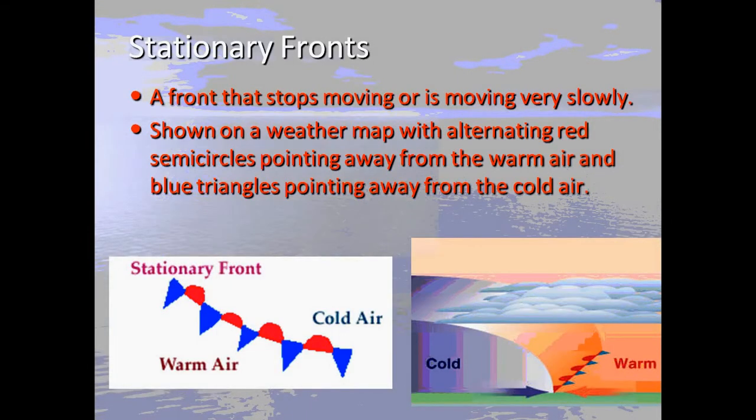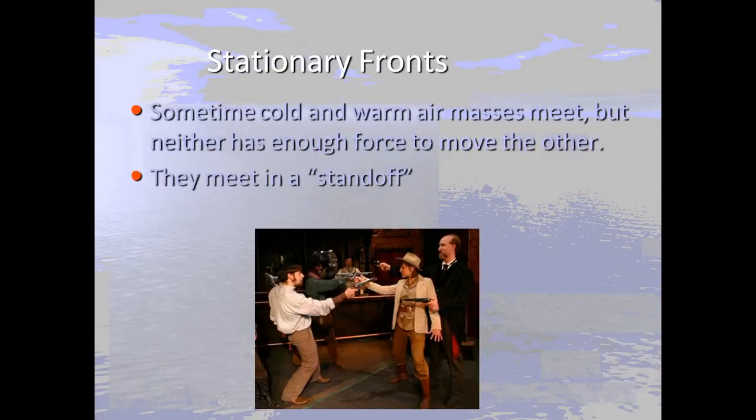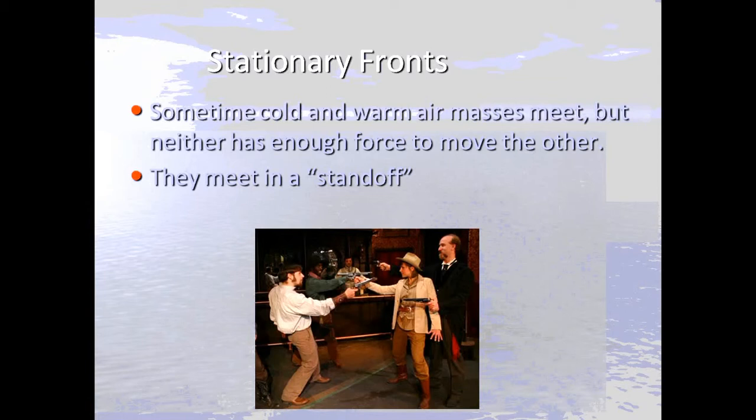All right, stationary fronts. This is a front that stops moving or is moving very slowly. When shown on the weather map, it has alternating red semicircles pointing away from the warm air and blue triangles pointing away from the cold air. And so it's kind of like their collision is completely stopped or they're not moving that much. You might refer to it as a standoff, and I can show you there by the image. Sometimes cold and warm air masses meet, but neither has enough force to move the other. Therefore, you have your stationary fronts, which basically means they're in a standoff.